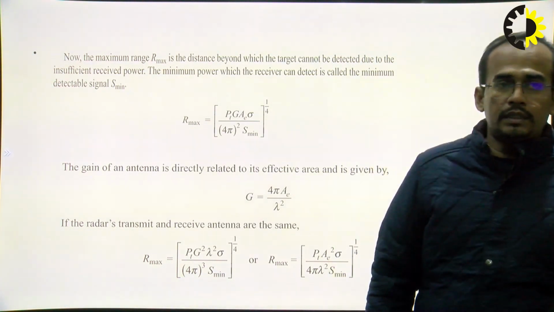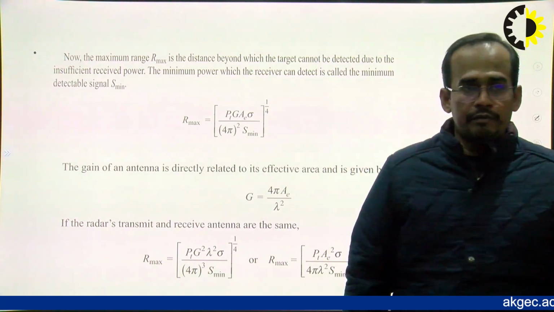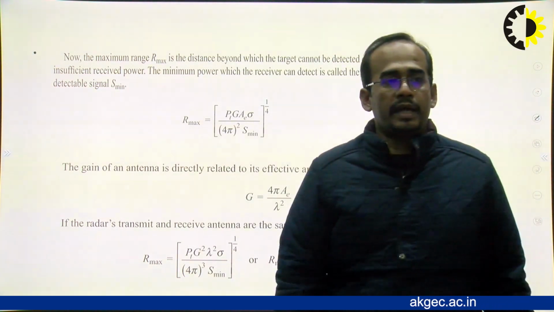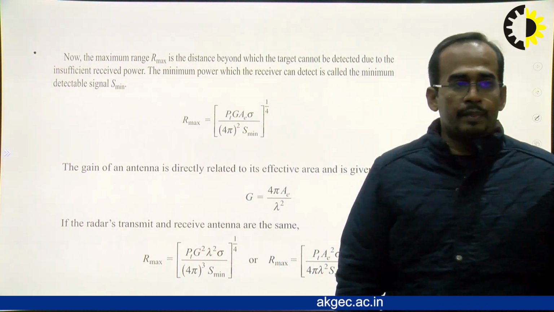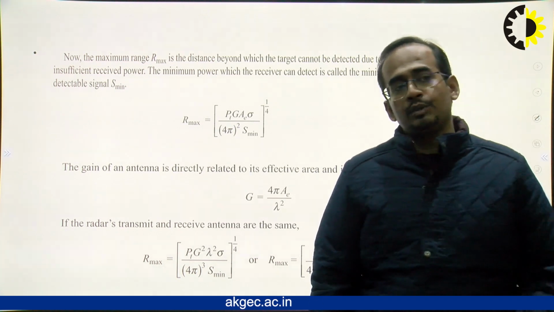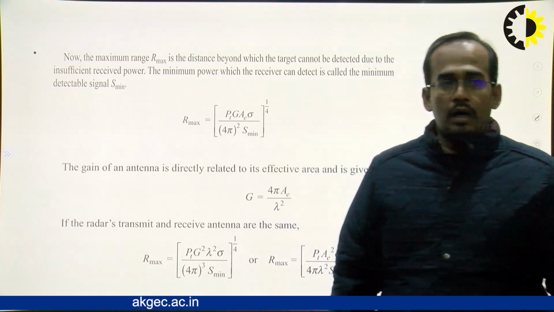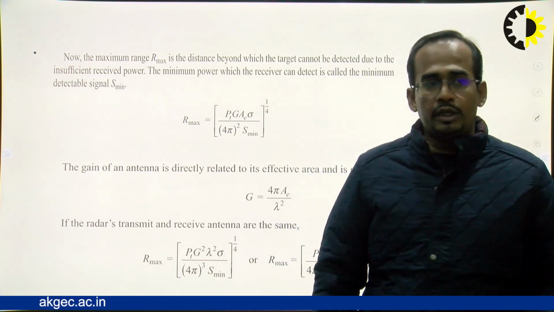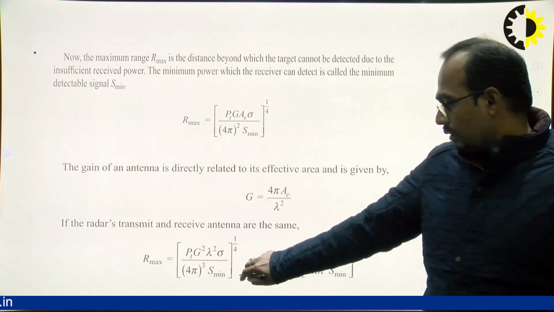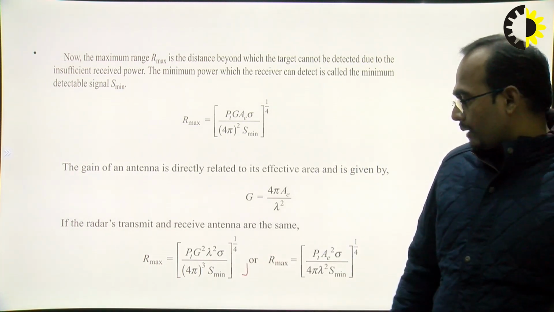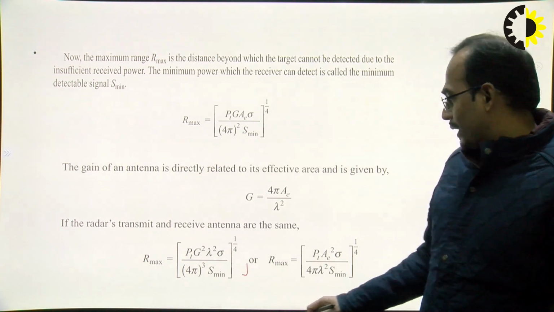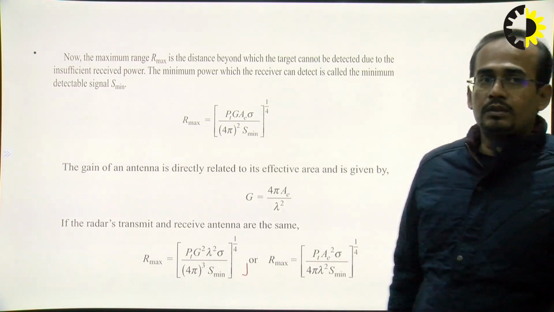The gain of the antenna is directly related to its effective area and is given by G equal to 4 pi AE upon lambda square. If the radar transmits and receives the signals with the same antenna, then R maximum will be PT G square lambda square sigma upon 4 pi cube into S minimum, raised to power 1 by 4, and R maximum will be this.